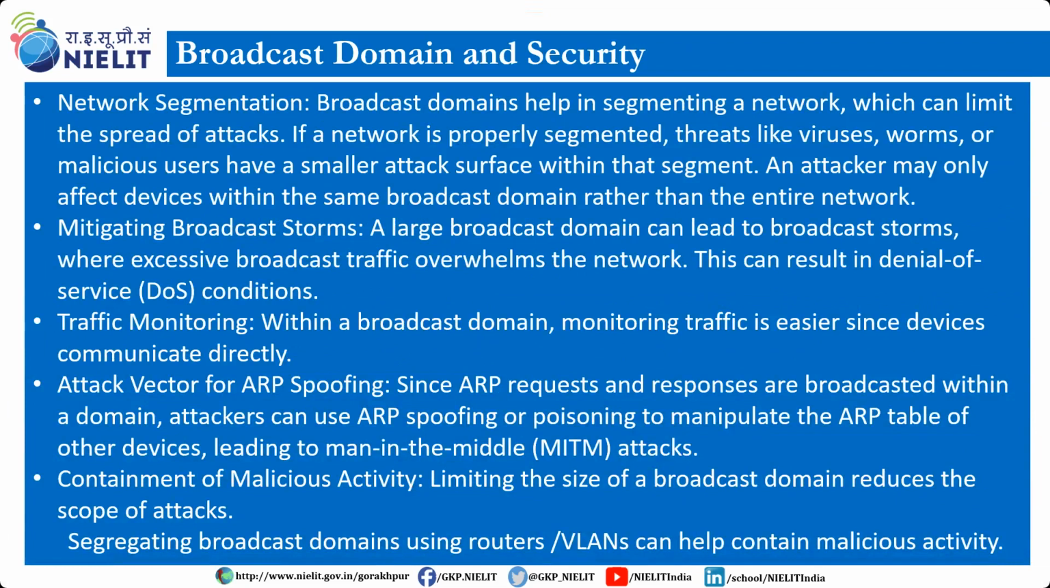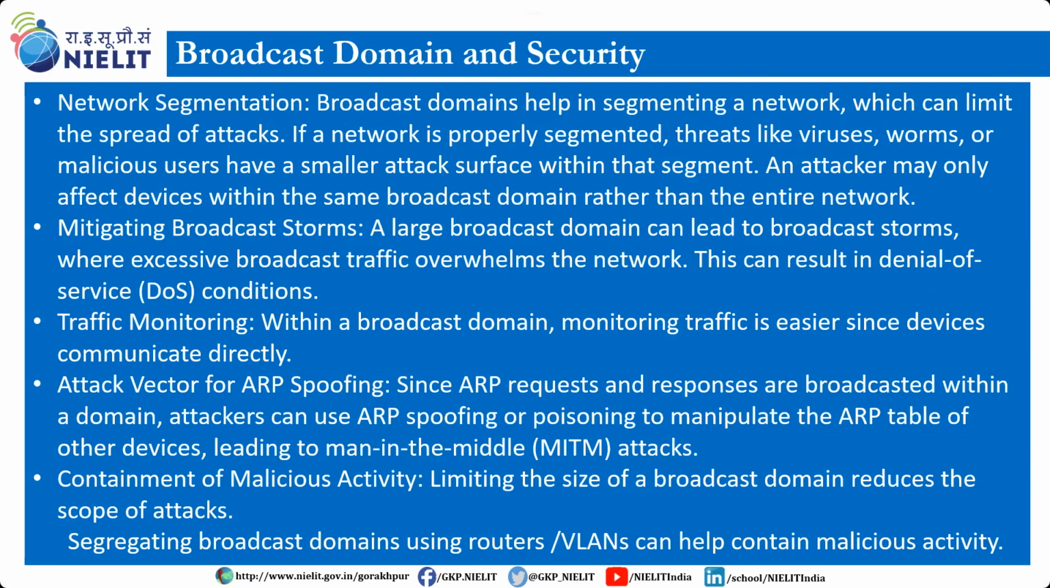So, broadcast domain and security. Why is the broadcast domain important? Because there are some types of attack which are based on broadcast-based protocols. Those protocols which are based on a broadcast-based messaging system are generally vulnerable to broadcast-based attacks. So this broadcast domain and security is very important.